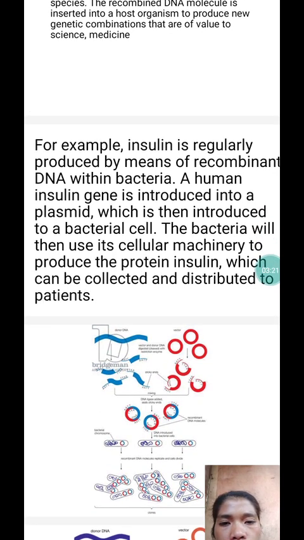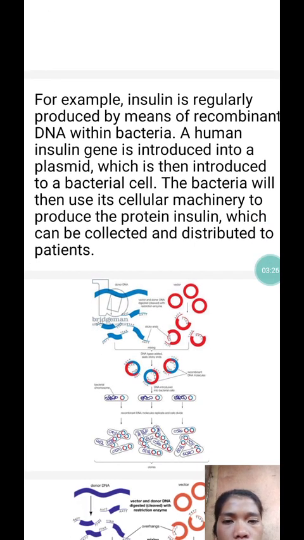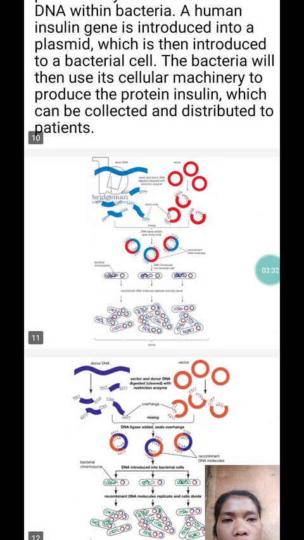The human insulin gene is isolated and introduced into a plasmid, which is introduced into bacterial cells. The bacteria will then use their cellular machinery to produce the protein insulin, which can then be distributed to patients.